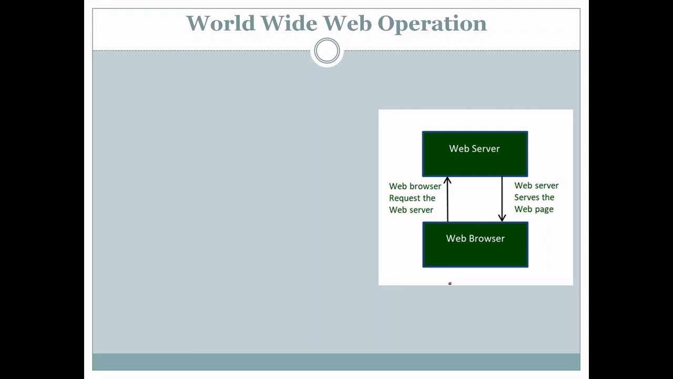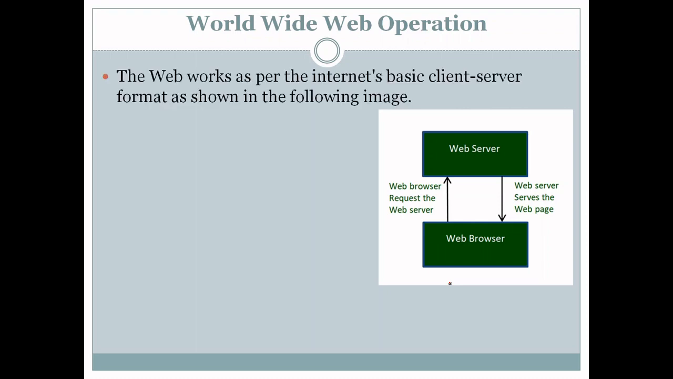World Wide Web operation. How does the World Wide Web work? The World Wide Web works as per the internet's basic principle, that is the client server model, as shown in the diagram. In the client server model, we have a client, that is a web browser, and a server, that is a web server. The client always requests something and the server responds with the requested resource. On this same basis the World Wide Web operates.